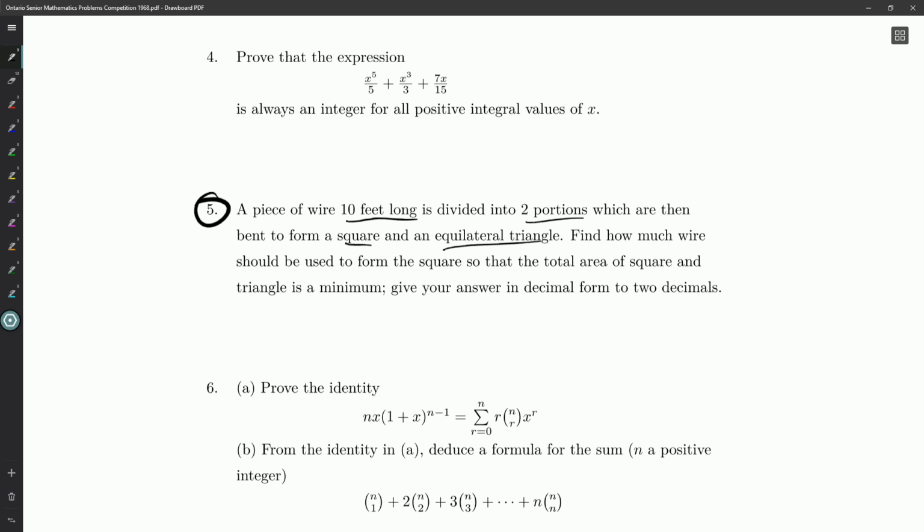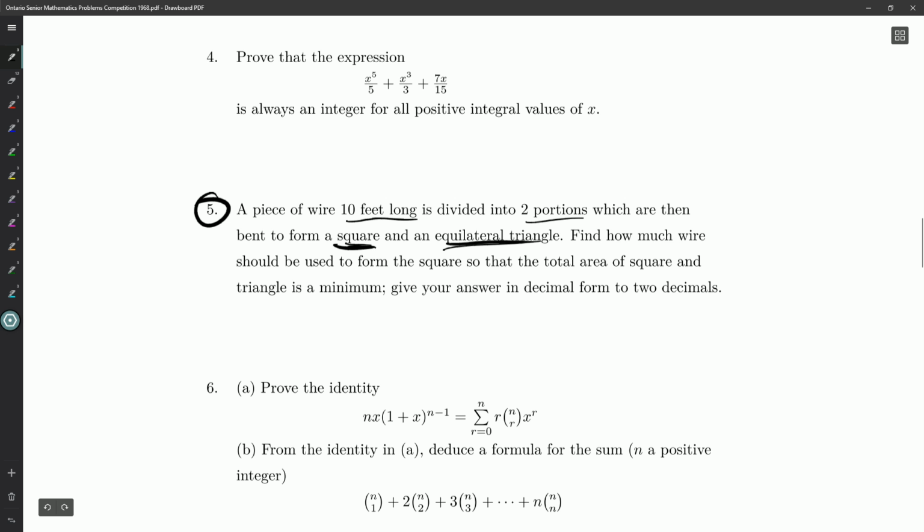If you don't run into it in your high school calculus class, assuming you still have one, you will likely see it in first year calculus. We give this one out basically every other year on our introductory calc course finals or midterms. Anyway, so bent to form a square and an equilateral triangle.